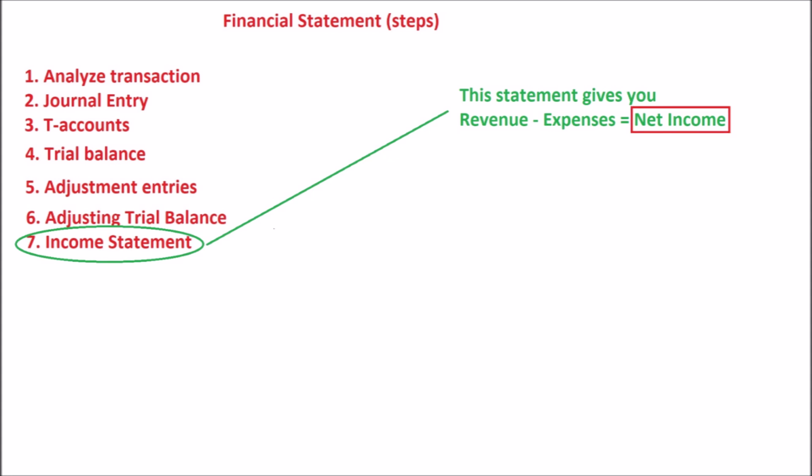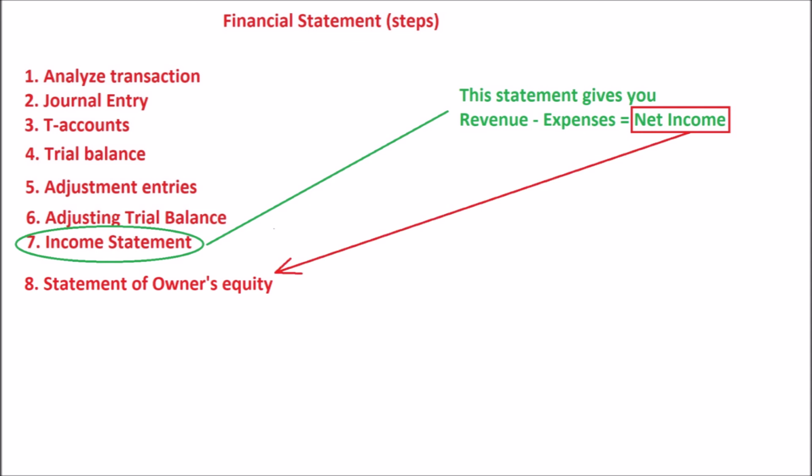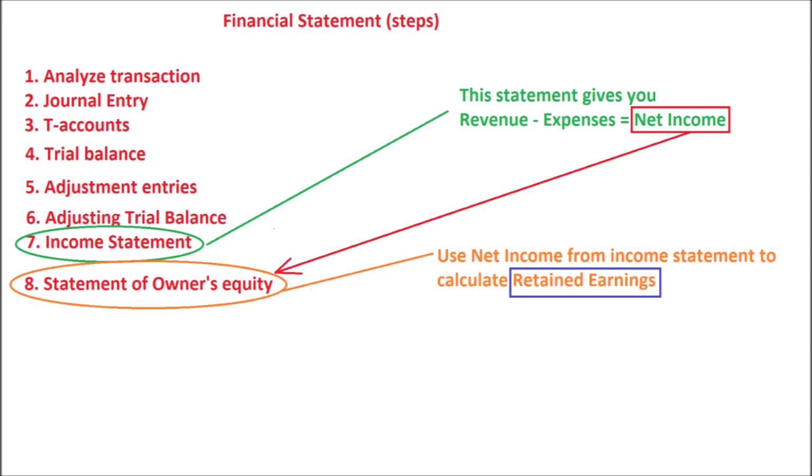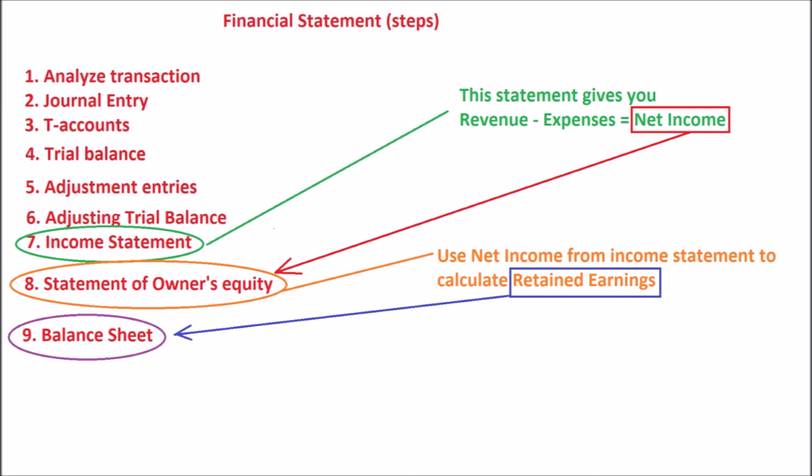And then you use this net income to prepare an owner's equity statement. And from the owner's equity statement, you have your starting balance, you have your net income, and then you have your end of the year retained earnings. And you take this retained earnings and then you plug it into your next financial statement, which is the balance sheet, and then you have your cash flow statement as well.